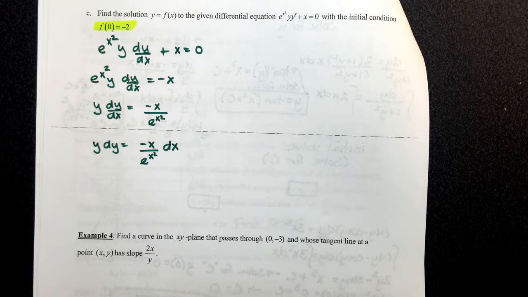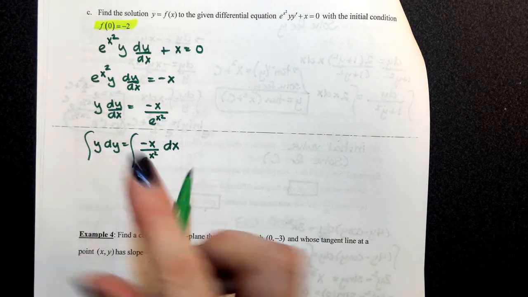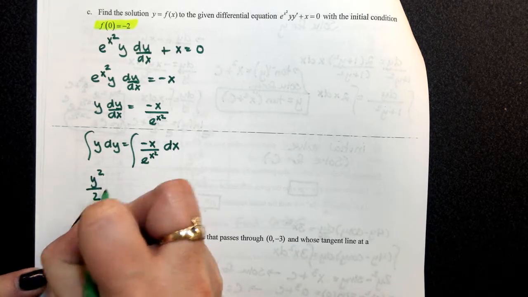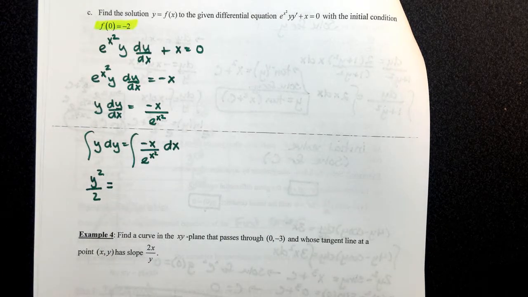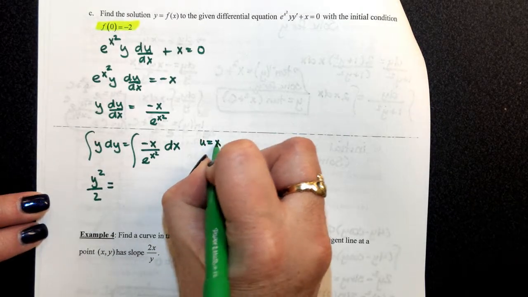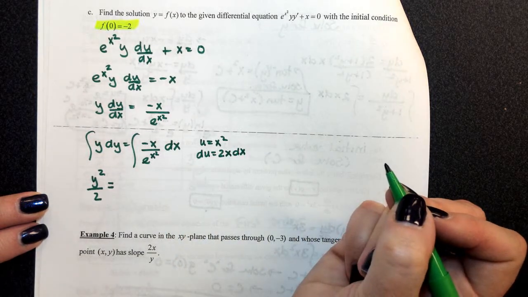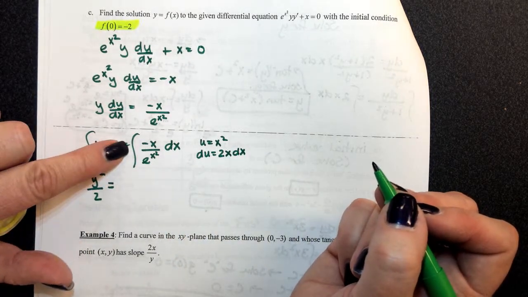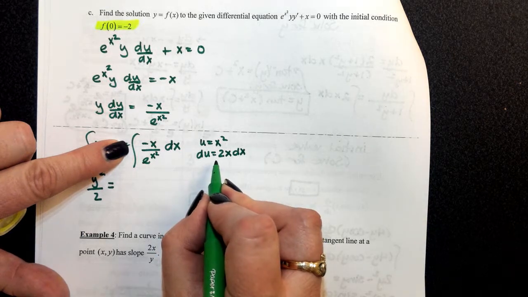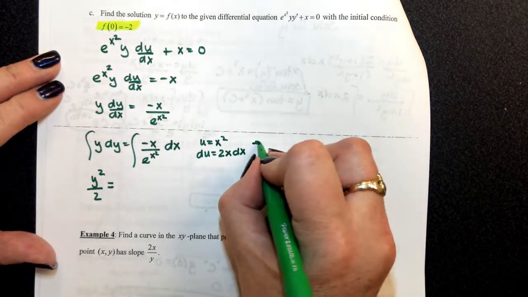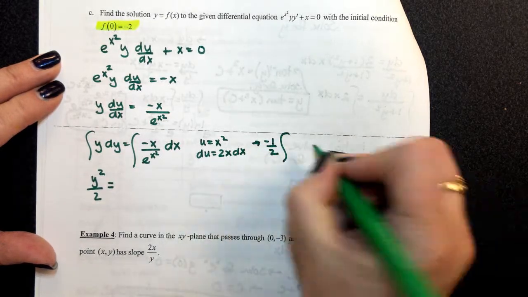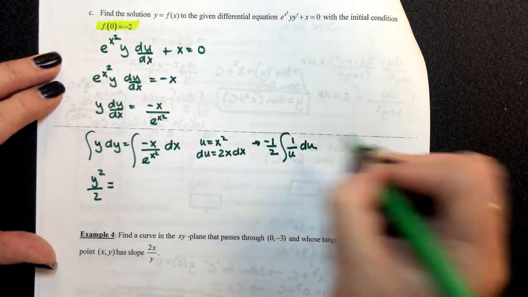So now what do you have to do? Integrate both sides. Well, I know integrating y is just going to give me y squared over 2. The question is, how do I integrate that negative x over e to the x squared? It's going to be a u sub. So u is going to be equal to x squared, and my du is going to be equal to that 2x dx. So again, I can pull the negative out of my integral. And what else am I going to have to take out of this integral? A half. So this is going to be negative 1/2 times the integral of 1 over e to the u du.